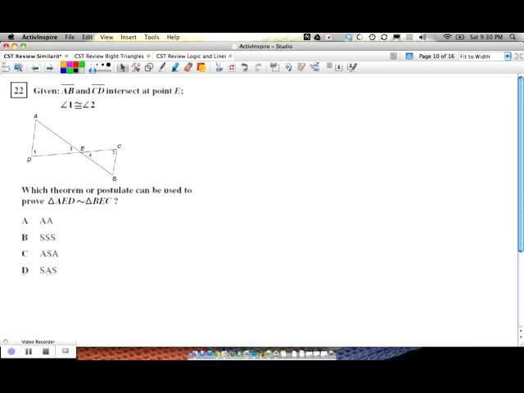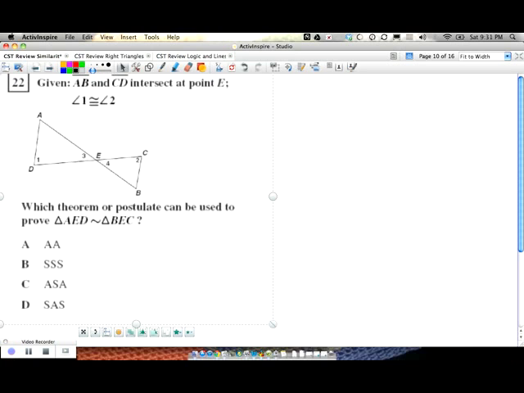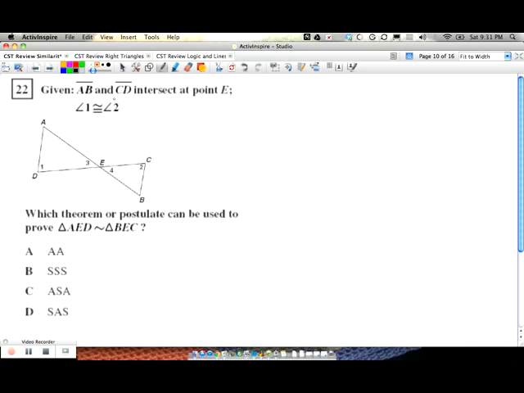Number 21. Keep on moving here. Given that they intersect at point E, and angle 1 is equal to angle 2, I'm going to go ahead and mark those. I also know that angle 3 and angle 4 are congruent. How do I know that? They're vertical angles. Which theorem or postulate can be used to show that AED is similar to BEC?